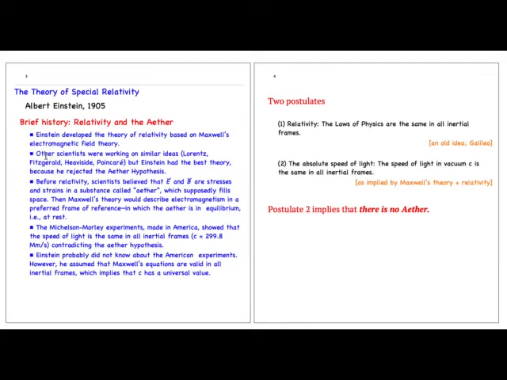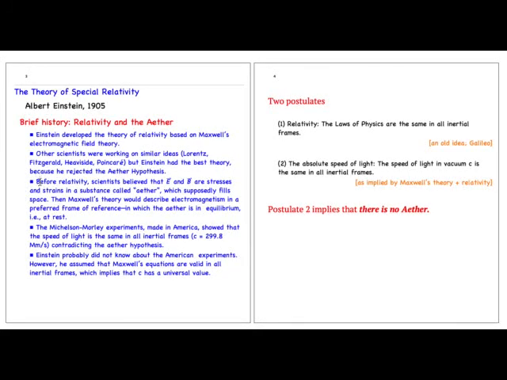Now, other scientists were working on similar ideas, similar to Einstein, like Lorentz, Fitzgerald, Heaviside, Poincaré. But Einstein developed the best theory because he rejected the ether hypothesis.